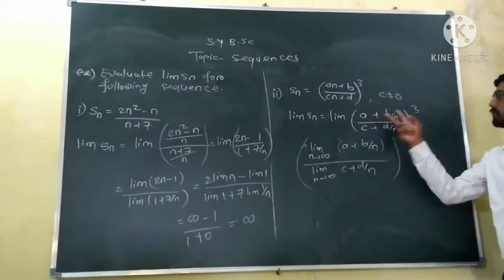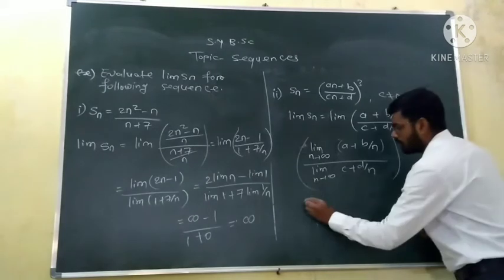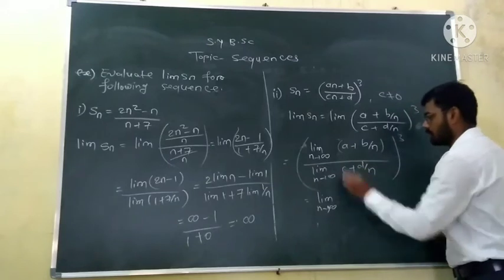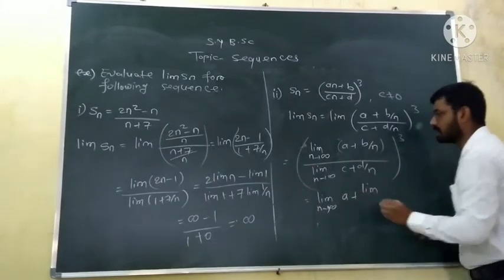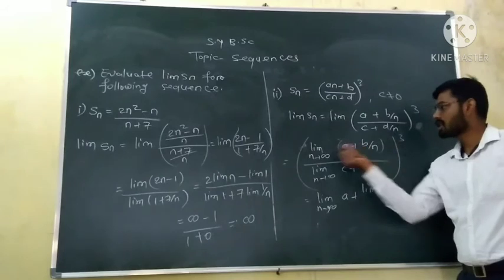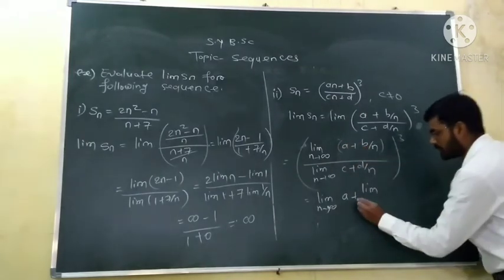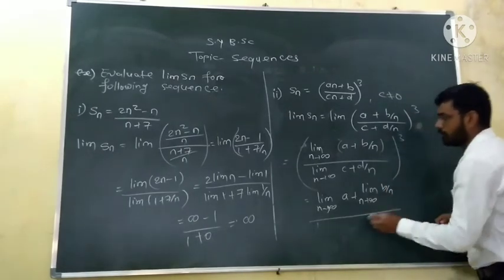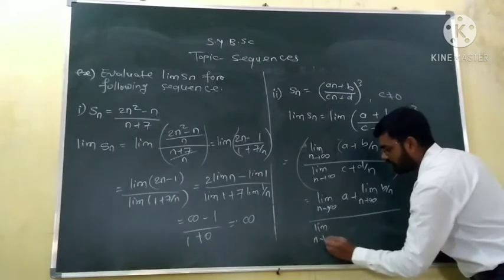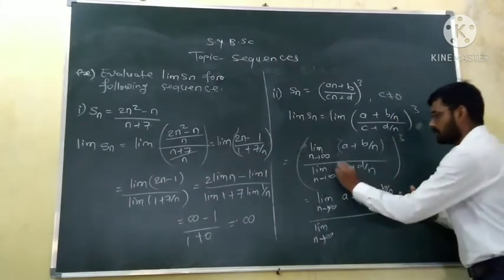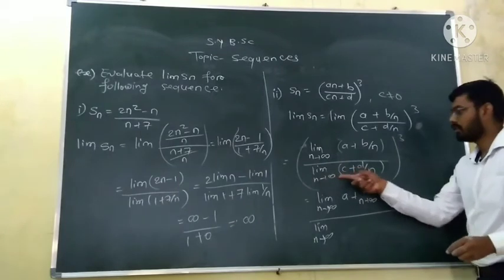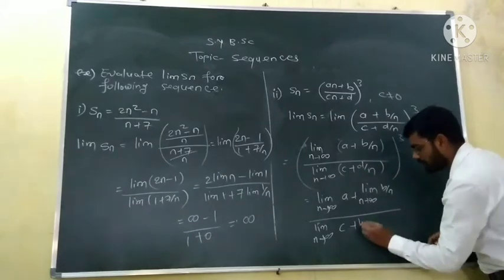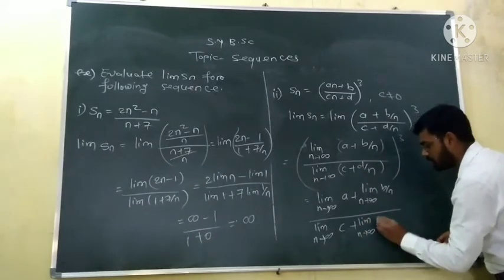We can take the limit inside. This becomes limit of n tends to infinity, a plus, now just separate the limits, limit of xn plus yn, so limit of xn plus limit of yn plus limit n tends to infinity b by n, upon limit n tends to infinity, separate the limit in this bracket also, so limit of n tends to infinity into some constant c plus limit of d by n, so limit n tends to infinity into d by n.